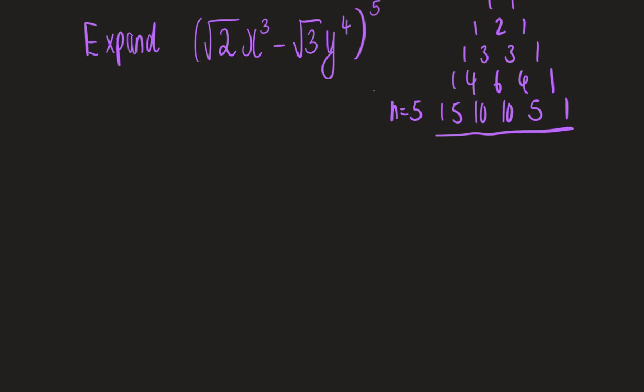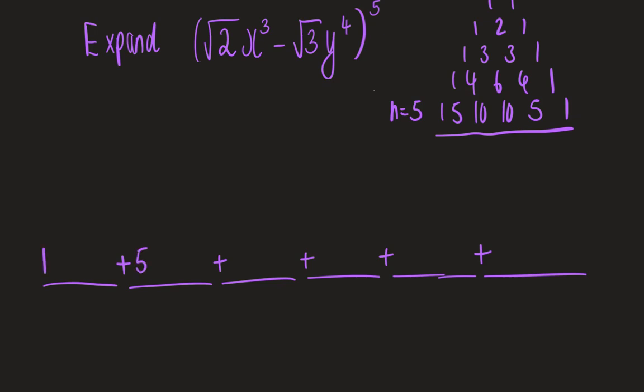So I've got my bracket to the power of 5, which means I'm going to have 5 plus 1 is 6 terms. So 1, 2, 3, 4, 5, 6. And we're going to plus them all together. Okay, we can fill in our coefficients. We've got 1, 5, 10, 10, 5, 1. I've just read those off of my row 5 from Pascal's triangle.